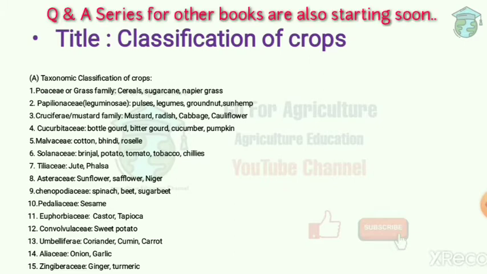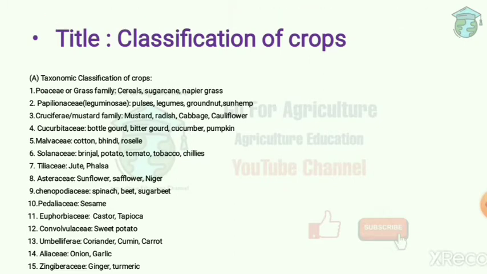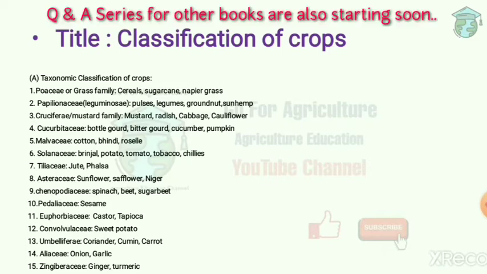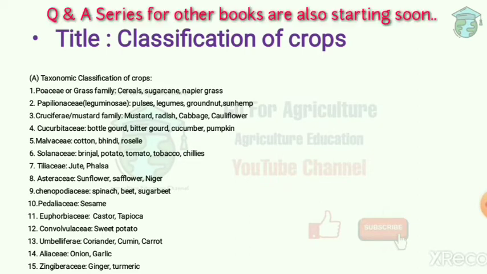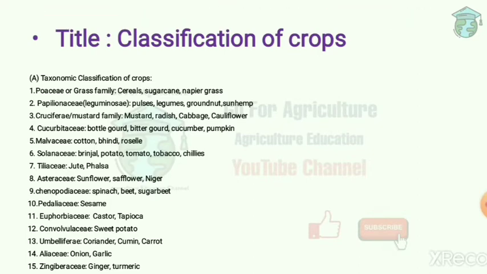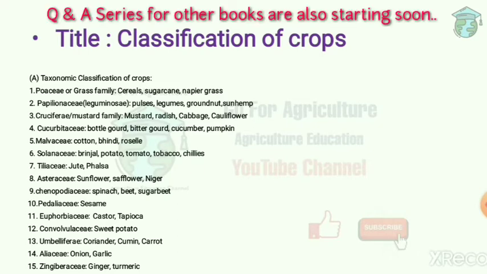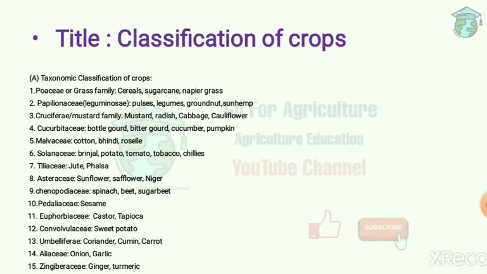In this, cereal, sugarcane and napier grasses are there. Next, Papilionaceae, that is we can say Leguminaceae, or we can say pea family. In this, pulses, legumes, groundnut and sun hemp are there. Next one, Cruciferae, that is also called mustard family. In this, mustard, radish, cabbage, cauliflower, these are the crops in this family.